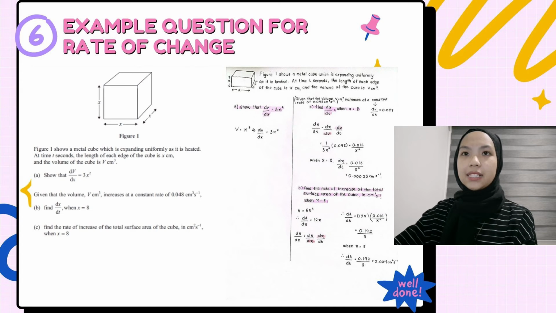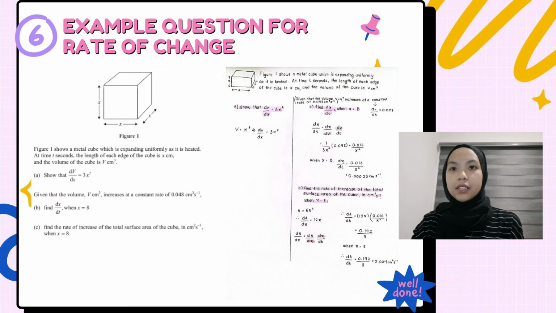And then we have already answered part of the question, which is to find dx/dt. Right now, we are going to answer the other half of the question, where it mentions when x equals 8. We can figure out dx/dt is going to be equal to 0.016 divided by 8 squared, and if we calculate it, it will be 0.0025 centimeters per second.